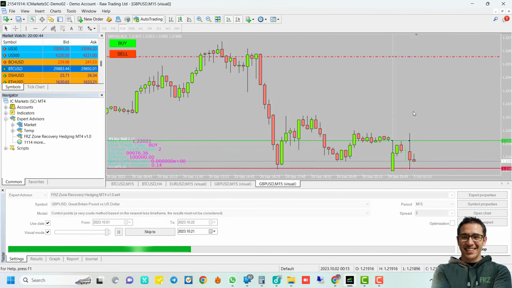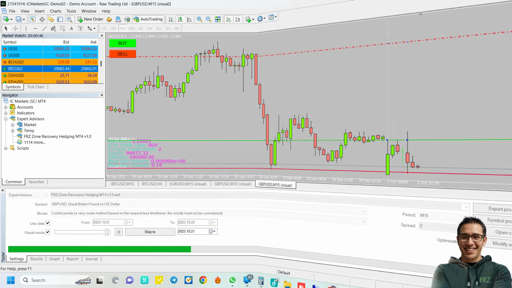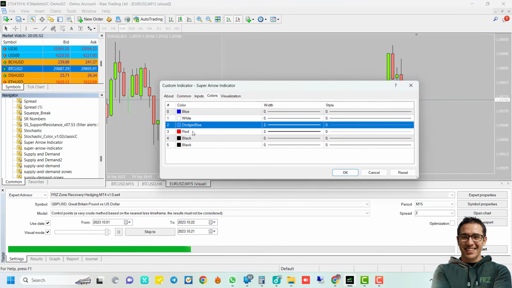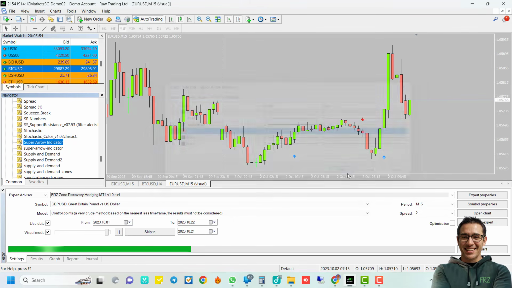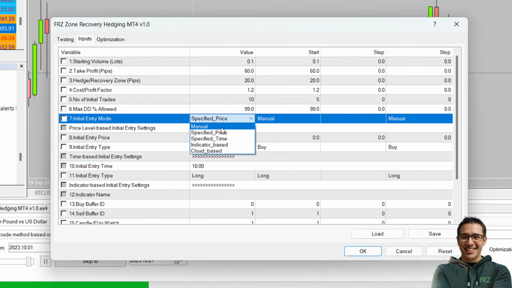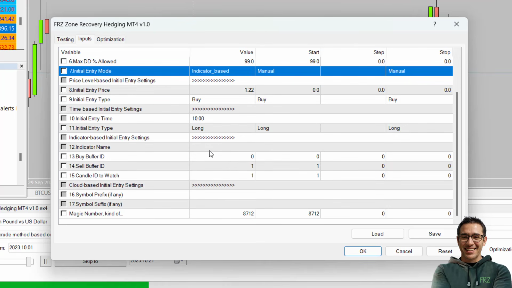Now let's look at how you can backtest with an indicator-based entry. We are using our super arrow indicator to enter the first trade. We simply need to select the entry mode and add the indicator name and color ID numbers for the buy and sell signals. Then the EA will take the first trade based on the first signal provided by the indicator.